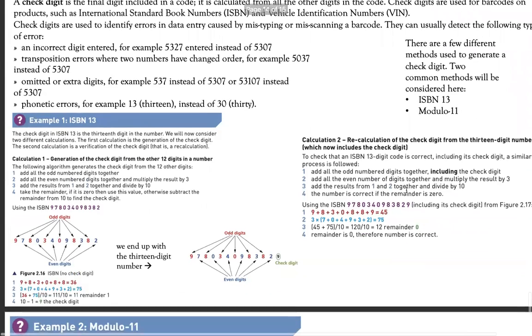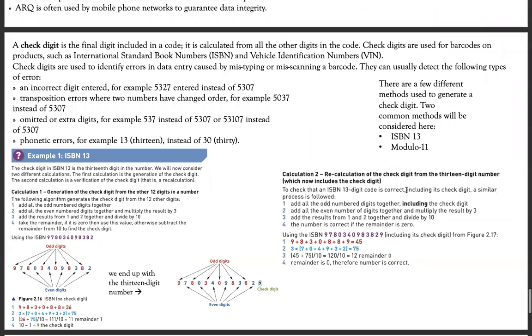Following this, we have another method that is known as check digit. Now, check digit verification basically identifies errors such as an incorrect digit being entered. For example, 5307 was supposed to be entered, but I entered 5327. And it could also be a transposition error. For example, 5307 was supposed to be entered and 5037 was accidentally entered. You see, 30 and 03 have been transposed here.